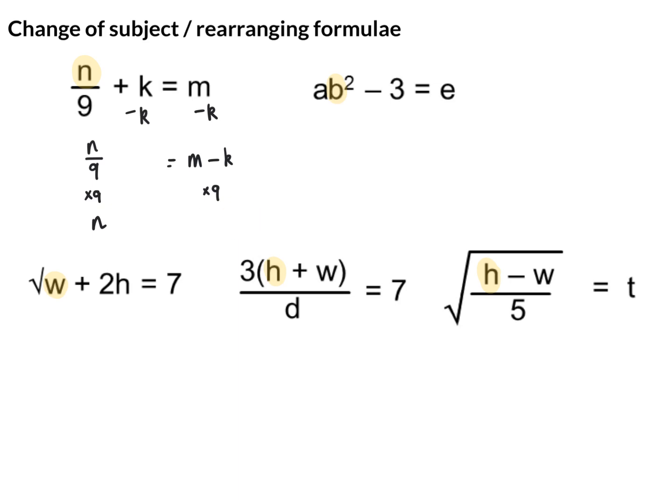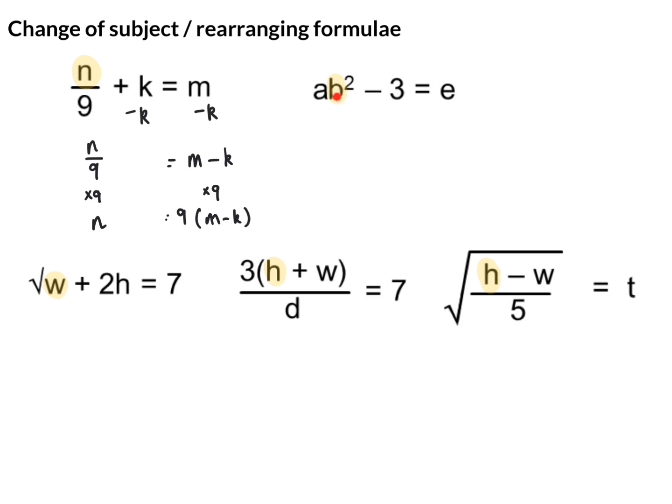I could, I suppose, when I'm writing this out, just multiply everything here by 9, and go 9 lots of m minus 9 lots of k, and that would also be fine. But generally speaking, brackets are what you want to be using. It's going to save you making any unnecessary errors.